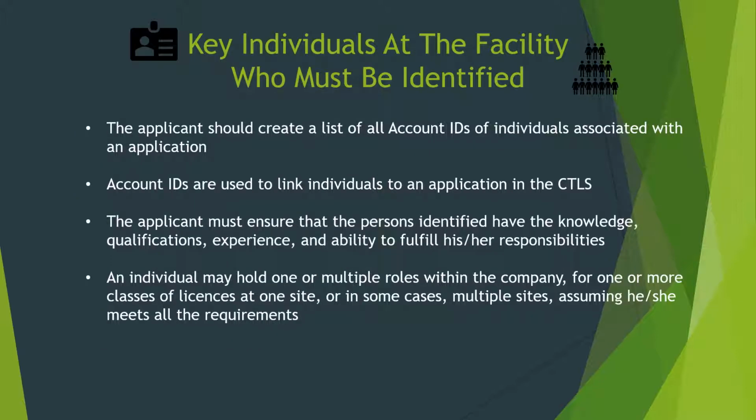Key individuals at the facility who must be identified. The applicant should create a list of all account IDs of individuals associated with the application, and the account IDs are used to link individuals to an application in the CTLS. The applicant must ensure that the persons identified have the knowledge, qualifications, experience, and ability to fulfill his or her responsibilities. An individual may hold one or multiple roles within the company for one or more classes of licenses at any one site, or in some cases, multiple sites, assuming he or she meets all the requirements.